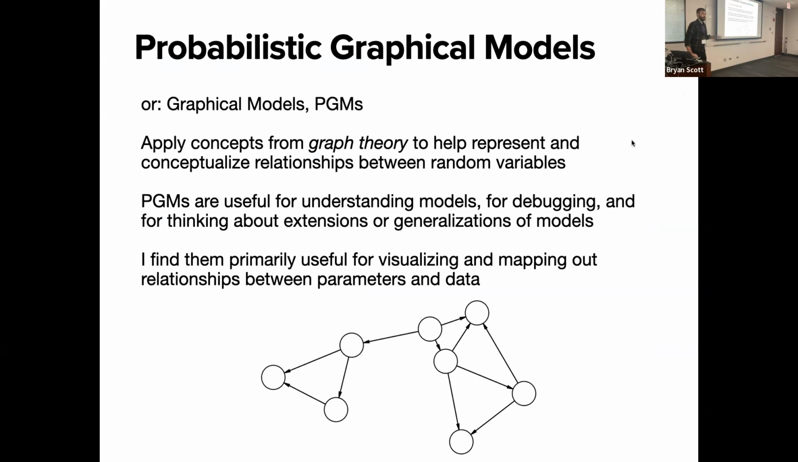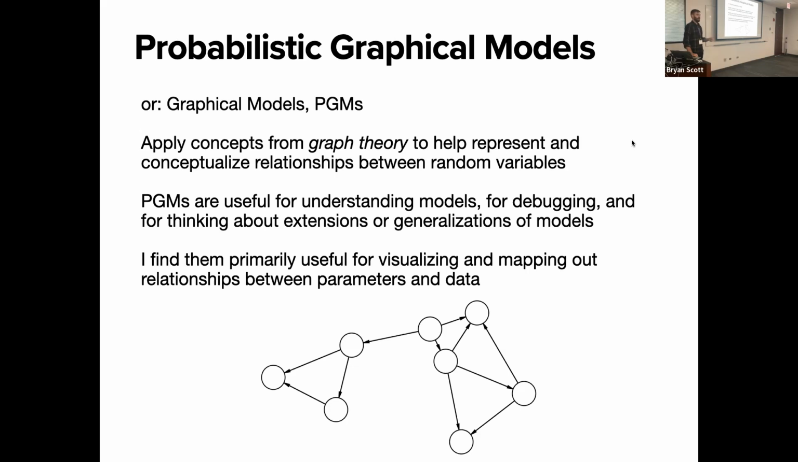Good. So as I mentioned, PGMs, I'm going to abbreviate it. It's a very long name, probabilistic graphical models. PGMs, sometimes we'll say graphical models. I personally find them most useful for debugging the structure of a probabilistic model. And when I'm initially thinking about a problem, some parameters I want to infer in a functional model that I have, I usually start actually in my notebook by drawing out one of these graphical models. Then I go from there to thinking about, okay, what probability distributions are in the model.